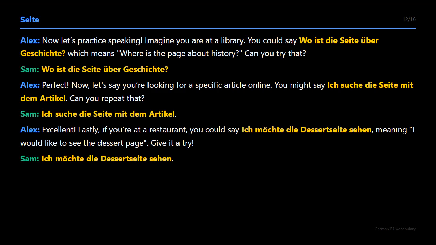Perfect. Now, let's say you're looking for a specific article online. You might say, Ich suche die Seite mit dem Artikel. Can you repeat that? Ich suche die Seite mit dem Artikel. Excellent. Lastly, if you're at a restaurant, you could say, Ich möchte die Dessertseite sehen, meaning I would like to see the dessert page. Give it a try. Ich möchte die Dessertseite sehen.